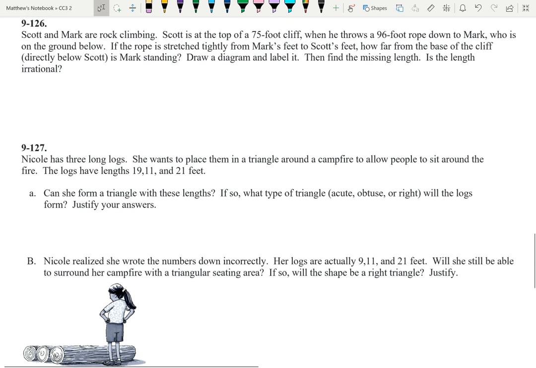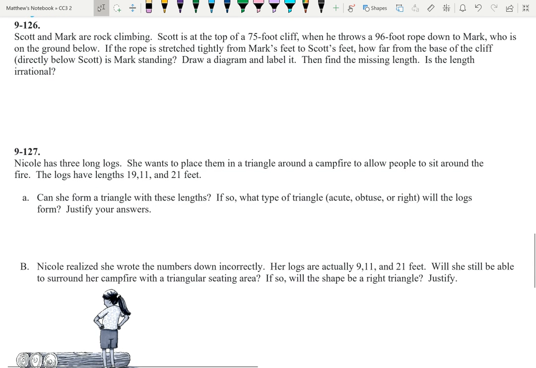And we're looking at 9-126, and it says Scott and Mark are rock climbing. Scott is at the top of a 75-foot cliff, and when he throws a 96-foot rope down to Mark, the rope is stretched tightly from Mark's feet to Scott's feet. How far from the base of the cliff is Mark standing? Draw a diagram and label it. All right, this is huge in these Pythagorean theorem problems, drawing that diagram.